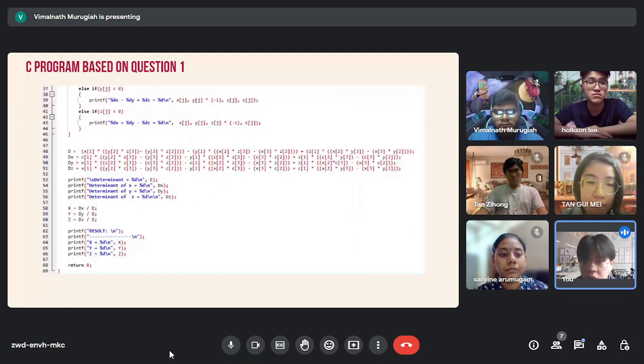Okay, so after showing the equation, we form the formula for determinant x, determinant y, and determinant z. After forming the formulas, we will print out all four determinants, compute Cramer's rule for x, y, z, and then print out the result. That's all for the coding.